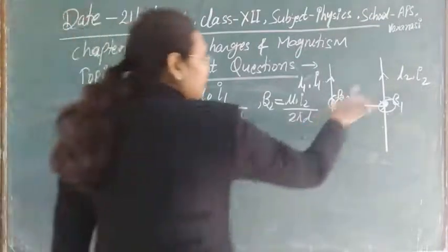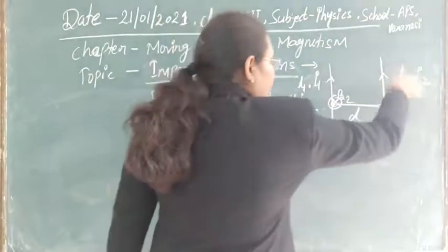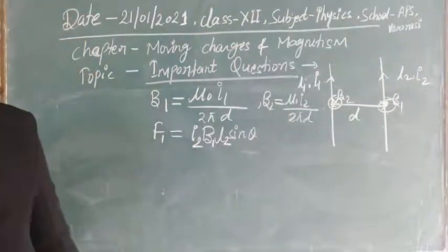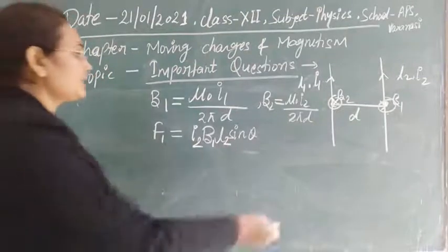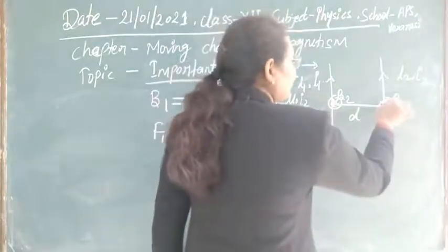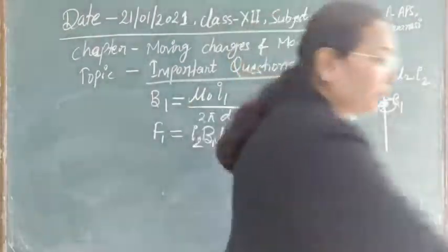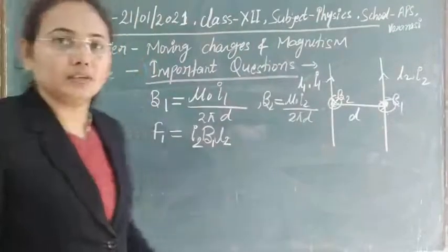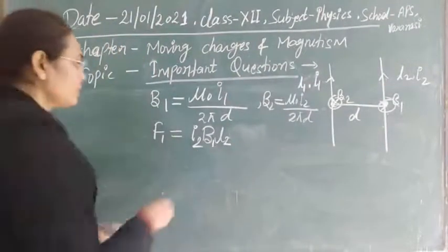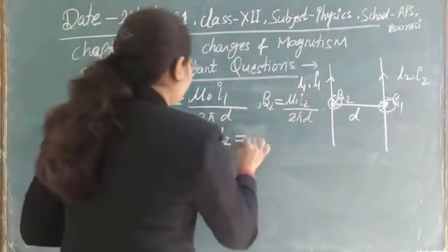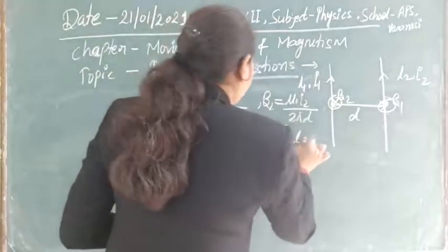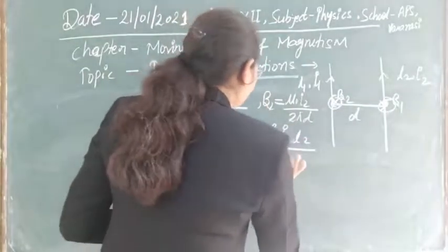Clear? Due to this, a force is imparted on this wire. So here the current is I2, the length is L2, and the magnetic field produced here is B1. And since the wires are parallel to each other, the direction of the magnetic field will be perpendicular here. If this direction is perpendicular, then sin theta will be equal to 1. Then just put the value of B1 here. So finally you will get mu 0 I1 I2 L2 divided by 2 pi d.